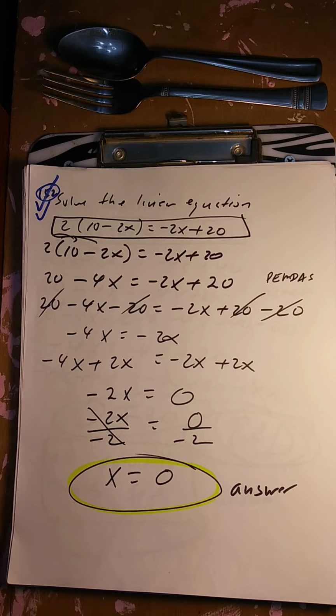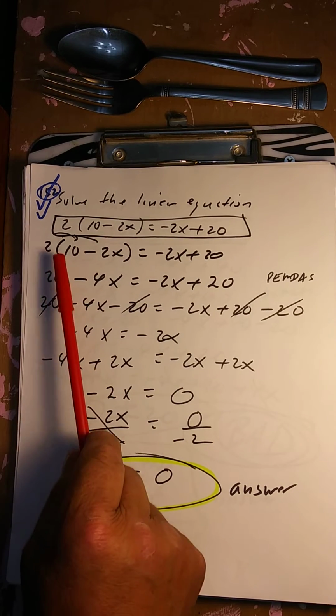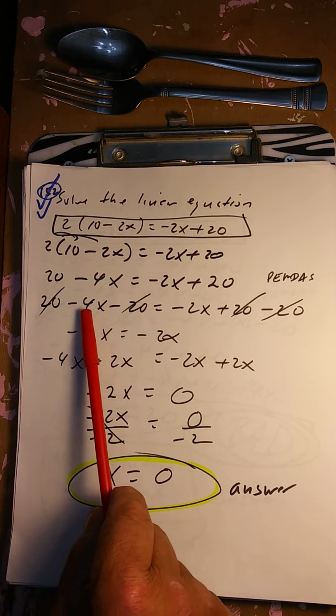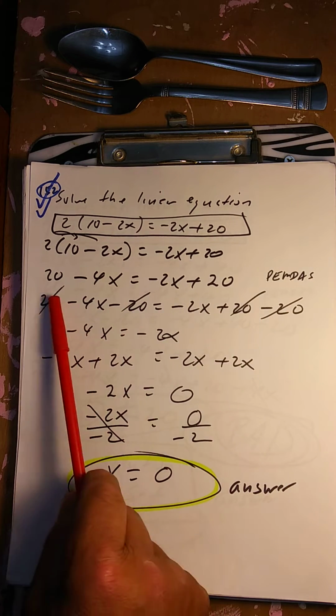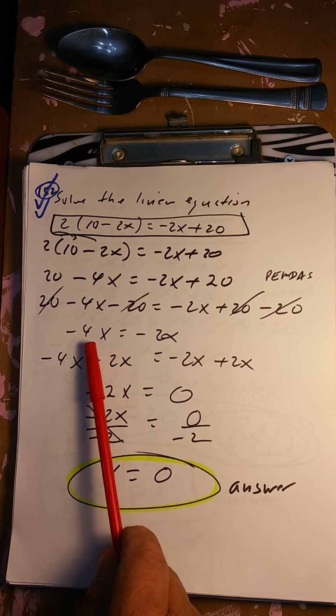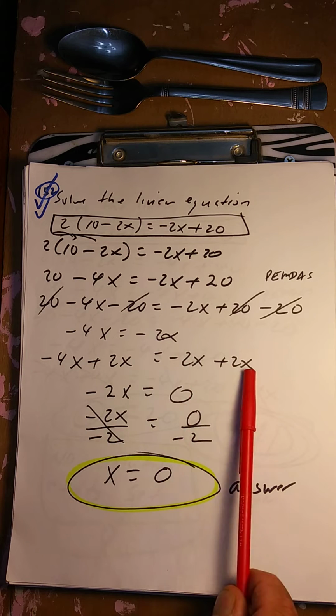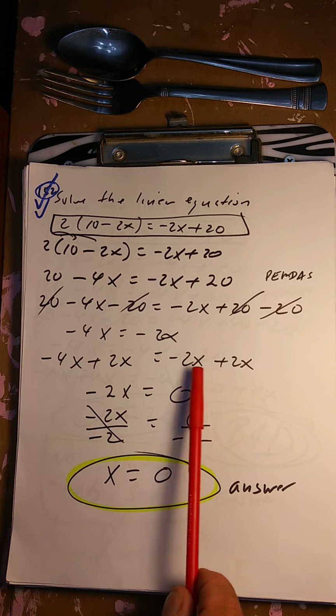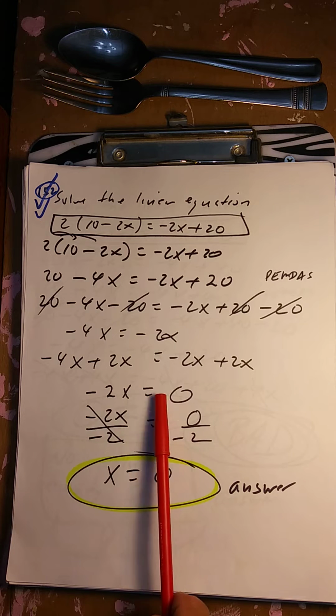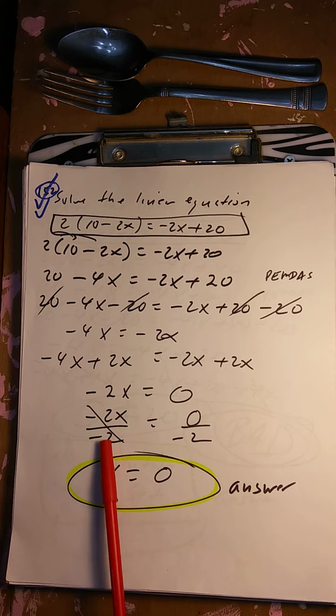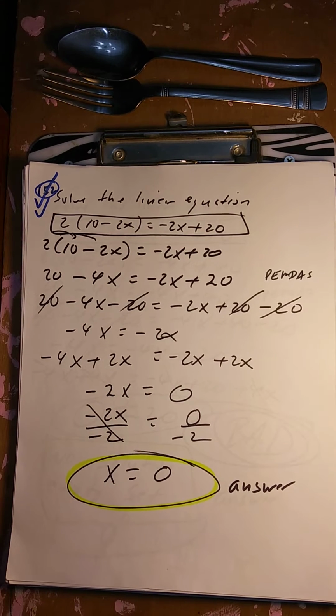Solve the linear equation. Again, parentheses. Let's do that first. 2 times that. 2 times that. So we have 20 minus 4x minus 20. Minus 20. These are gone. So negative 4x equals negative 2x. Add 2x to both sides. So this is going to be 0. Negative 2x equals 0. Divide by negative 2, divide by negative 2. So 0 divided by negative 2 is still going to be what? 0.